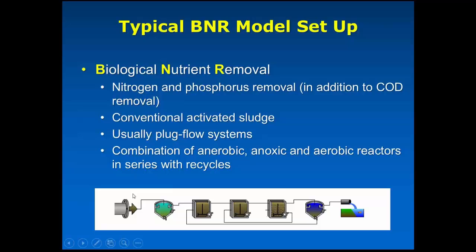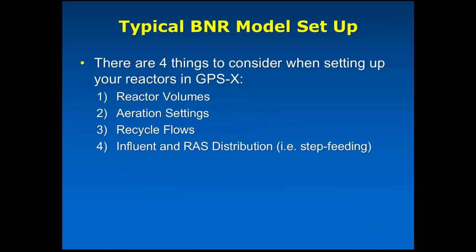Okay, so there are basically 4 things that you need to consider when you're setting up a BNR system in GPSX. First of all is the reactor volumes themselves and the way that they're laid out and hooked together. The aeration settings, obviously if we're going to try and control where we have an anoxic zone versus where we have an aerobic zone, we want to be able to get our airflow distributed properly.